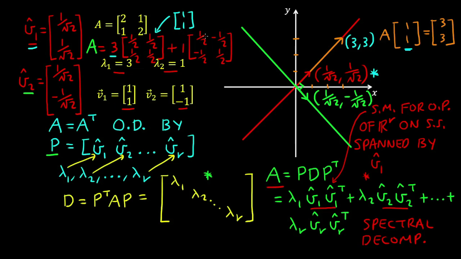And then for this second product in the spectral decomposition of A, if we multiply this by 1, 1, we get the 0 vector. Essentially, because our original vector 1, 1 was in the first eigenspace, and the second eigenspace is orthogonal to this eigenspace, then the projection of this vector onto the second eigenspace is going to give the 0 vector.